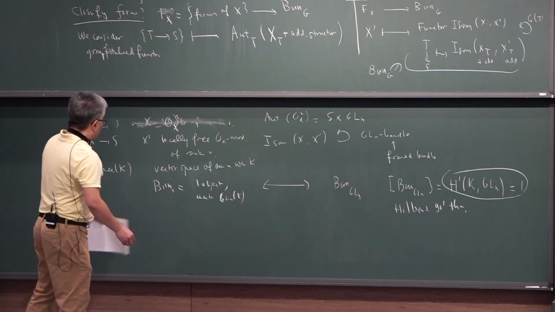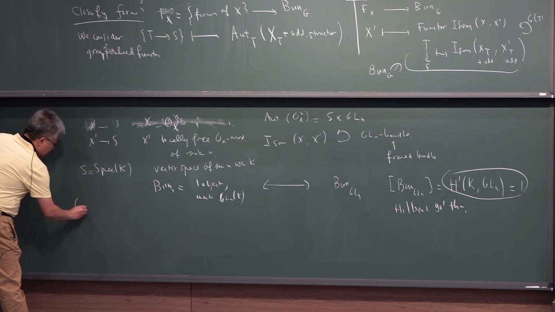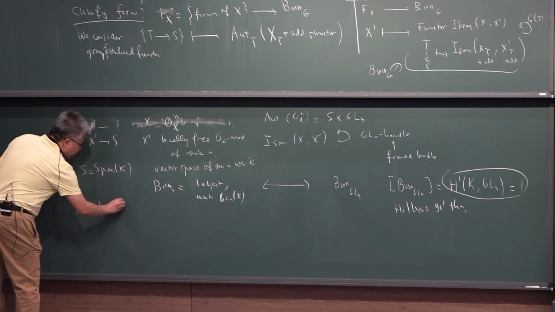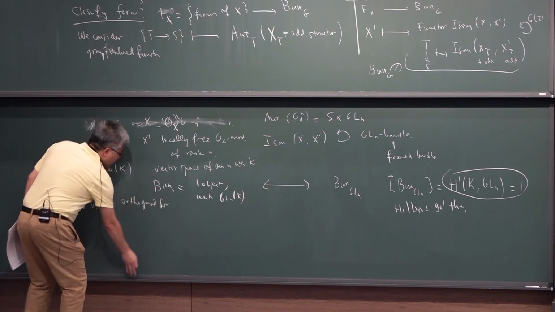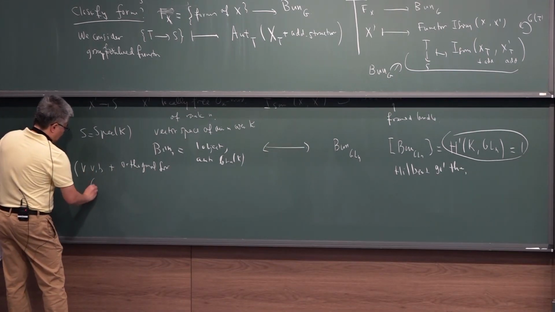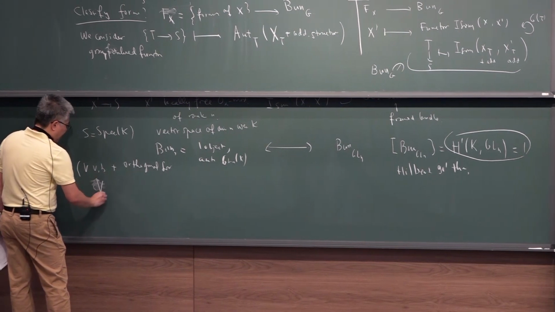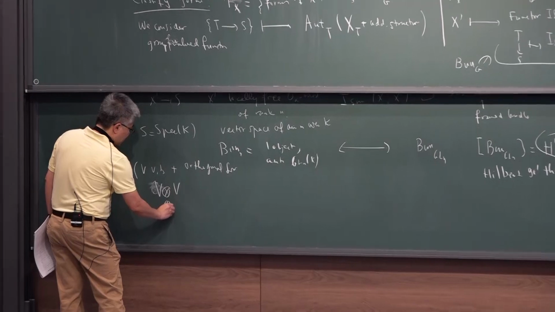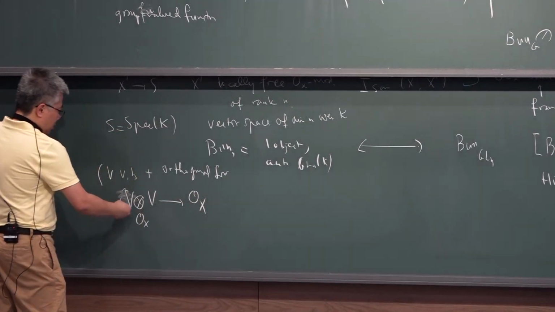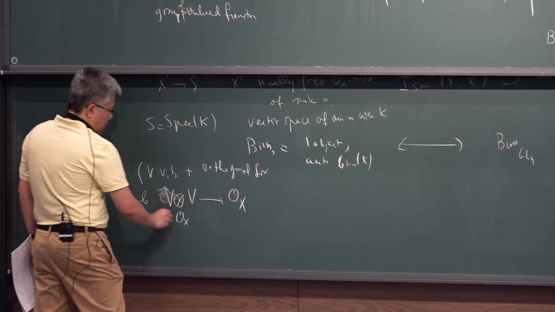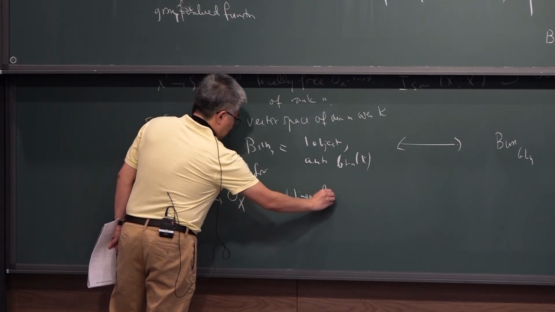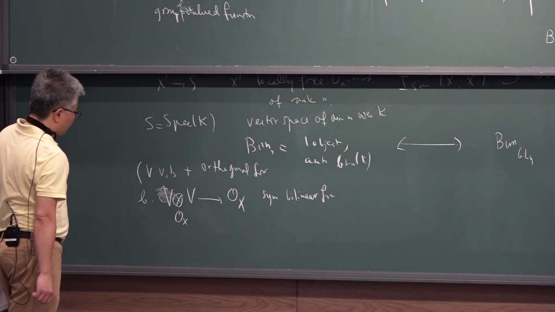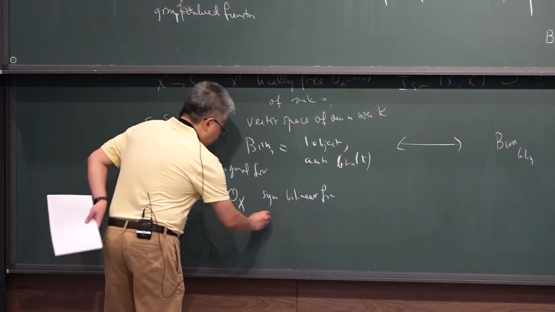And now, obviously, you can do some of the other things. You can take a vector bundle plus an orthogonal form, you see? An orthogonal form is just an O_X linear map from V tensor V over O_X into O_X, a symmetric bilinear form, a symmetric nondegenerate form, which is nondegenerate everywhere.